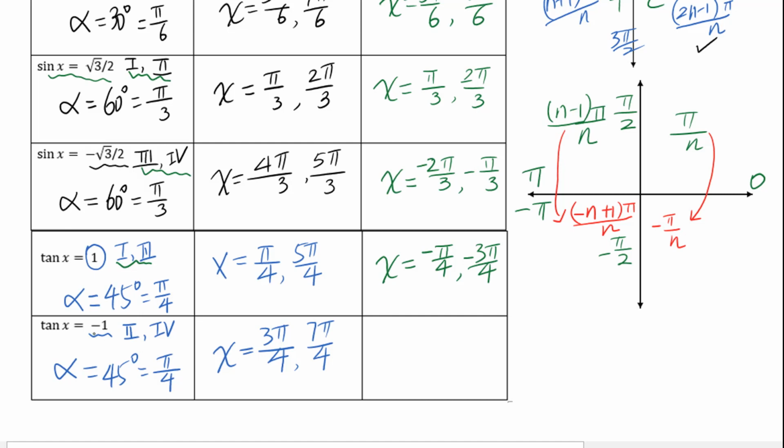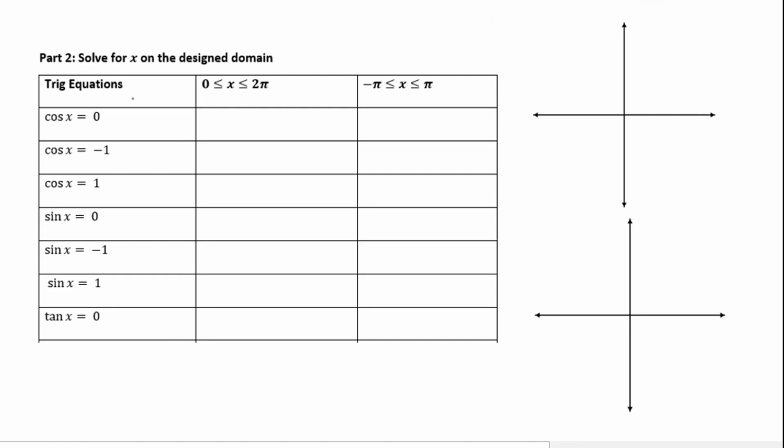For tangent x equals negative 1, you will get second and then the fourth quadrant. The second will be the same, that is 3 pi over 4. The fourth will be negative pi over 4.